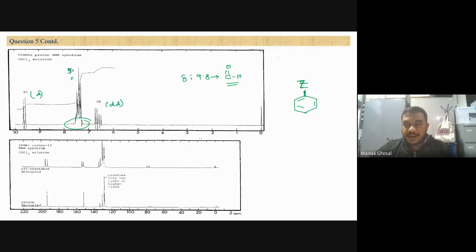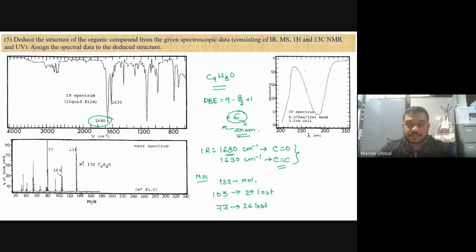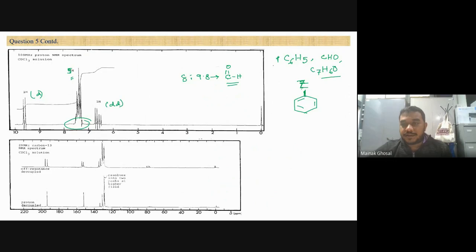I have benzene, so C6H5 is there. Another group is here, which is CHO. So see how much I am left with. C7H6O. C9H8O is the structure, even. So you see I am left with C2H2 only. Right?